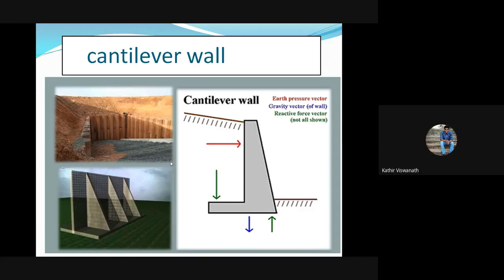Okay, I'll continue. So this is one more image for a cantilever retaining wall. This red color line is the earth pressure, the pressure of the landfill or soil mass. The blue color line indicates the gravity vector, that is the self weight of the retaining wall only. The green color line is the reaction forces. Because of the landfill on this side, the weight of the landfill also acts on this side. So this is an action force and this is the reaction force.